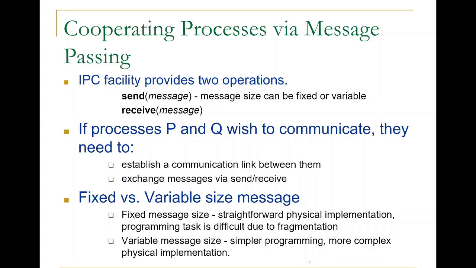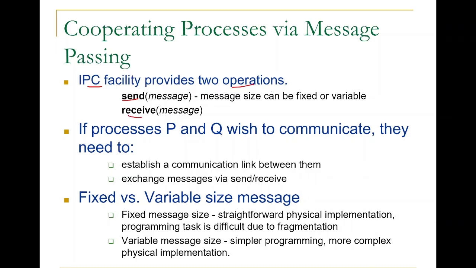Because cooperating processes, let's look at cooperating processes and let's look at how they handle message passing, how they cooperate using message passing, right? Interprocess facility provides two operations. The operations are send and the next one is receive. So you have send message, the other one is receive message.